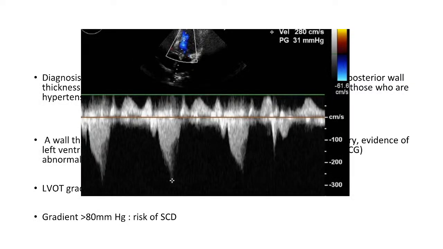This is the typical LVOT tracing, which is also called the dagger sign of echo. So we have dagger Q waves as well as the dagger sign in the LVOT tracing.